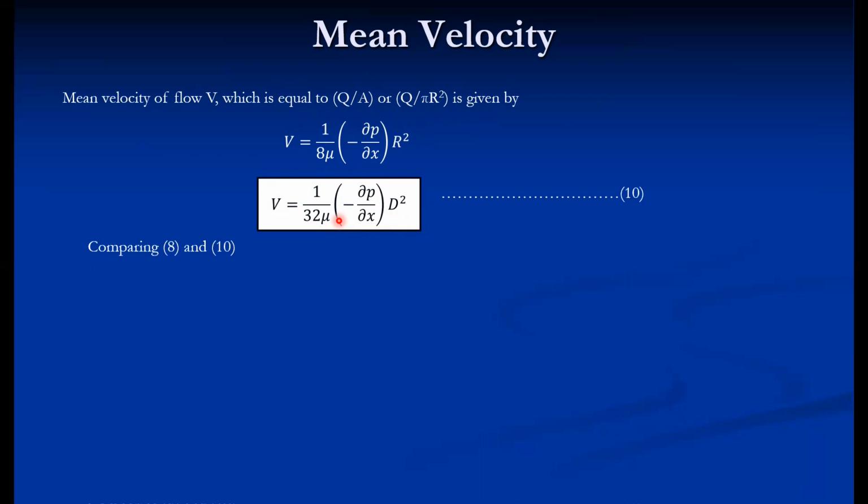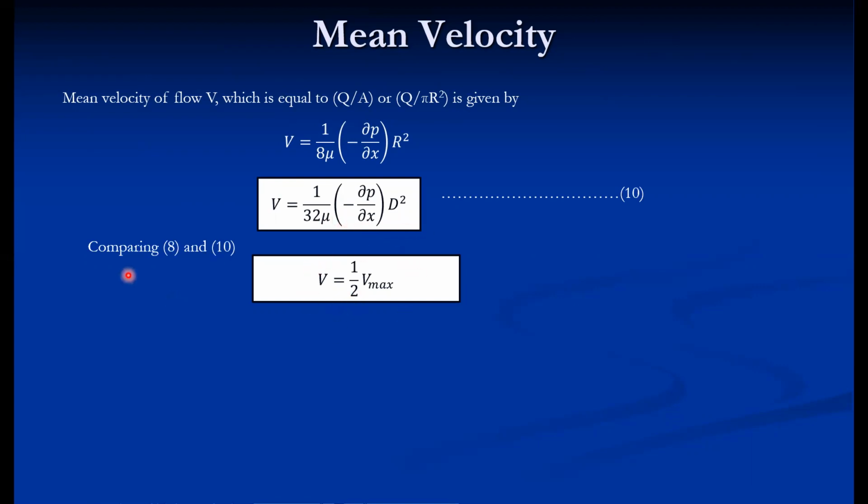Now combining 8 and 10, that is mean and maximum. The maximum velocity expression we have seen. So if you combine that expression with this, the mean velocity is exactly half of the maximum velocity. So V is equal to 1 upon 16 mu, in terms of r square. In terms of diameter, it is 16 r square. 8 mu was there. So 8 multiplied by 2, 8 multiplied by 4, that is 32.